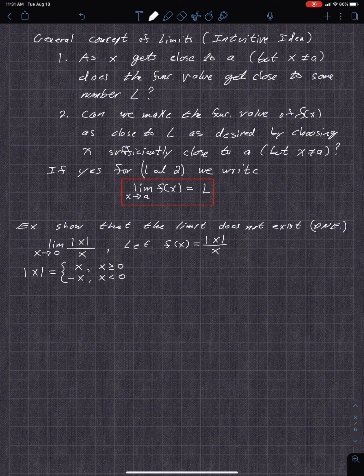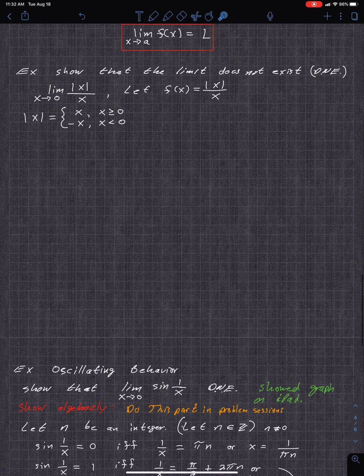This is where we left off in 2.1. So let's continue, do some problems. So this was the general concept of limits. Okay, so we want to talk about then the limit definition. Well, not the definition yet, but what that really means. So let's take a look at this next example.